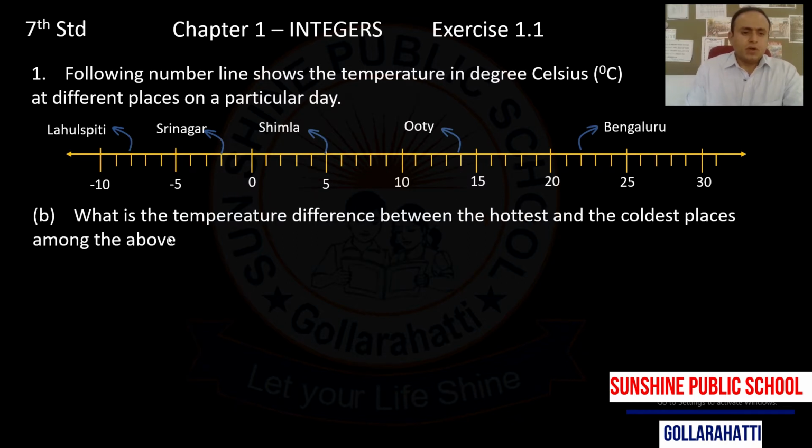The question: what is the temperature difference between the hottest and the coldest places among the above? Here the hottest temperature is Bangalore, that is 22 degrees Celsius, and the coldest is Lahaul Spiti, that is -8 degrees. So what is the difference between these two?